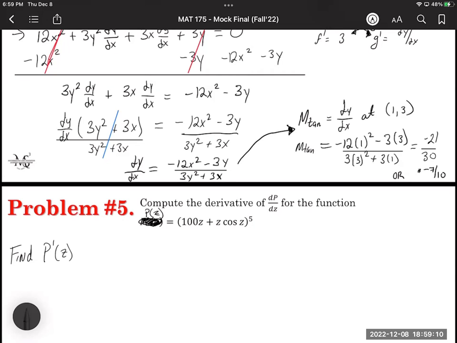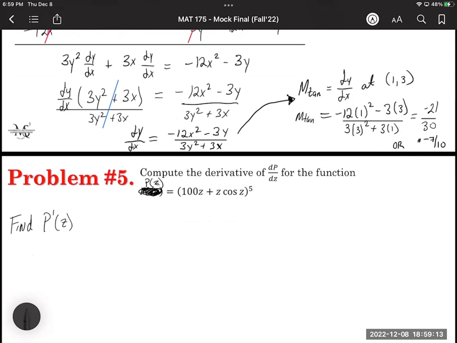So here's my setup for when I'm dealing with a chain rule of such nature, namely when I have the general power rule. Usually I let u be the inner function. I make a u-substitution. So in this problem, what should be my u? What can we consider to be our inner function? 100z plus z cosine z. That's right. You get 100z plus z times cosine of z.